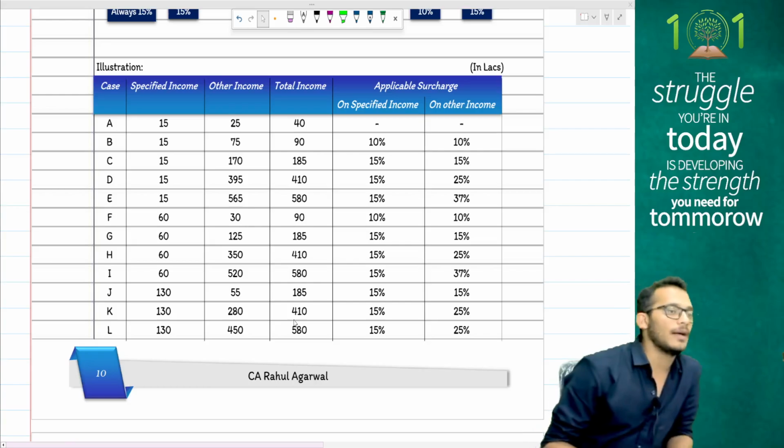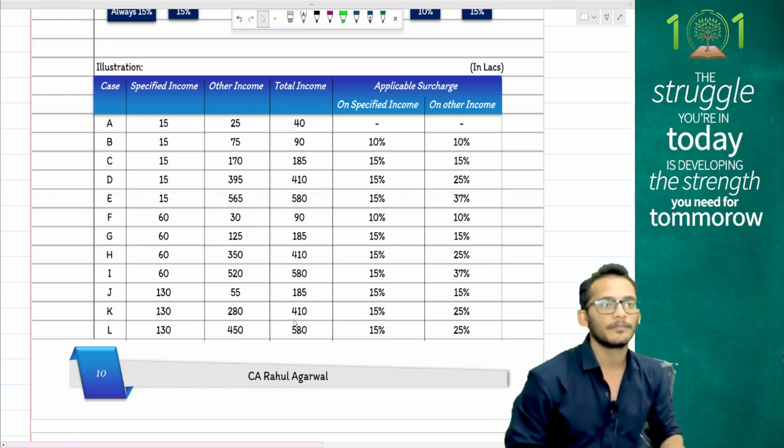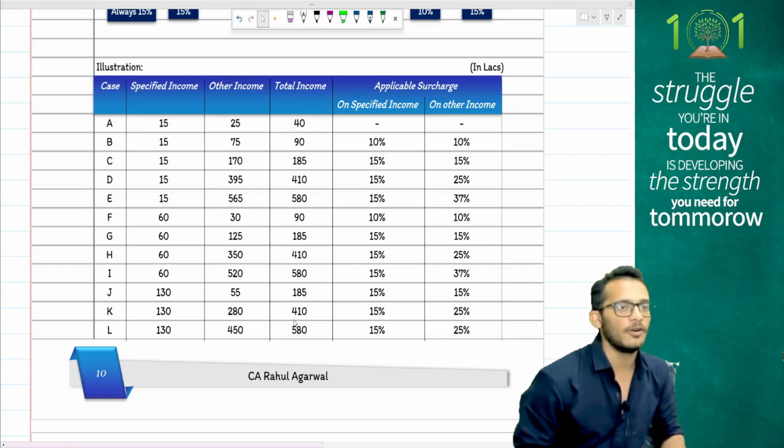Then if you are under the default tax regime, you will be called poor if your total income is up to 7 lakhs, giving you a rebate of 25,000, or actual tax payable, whichever is lower.